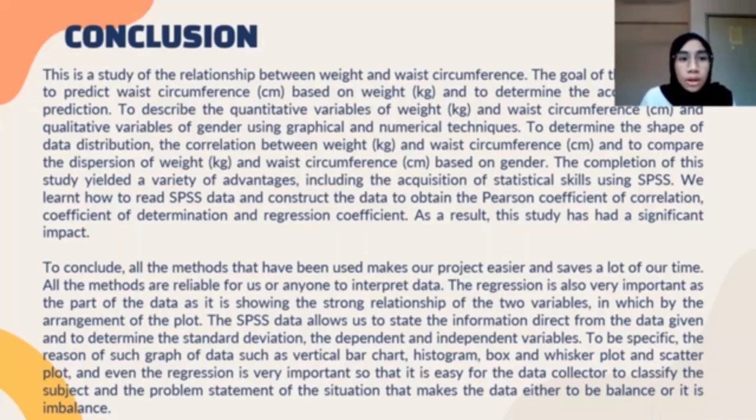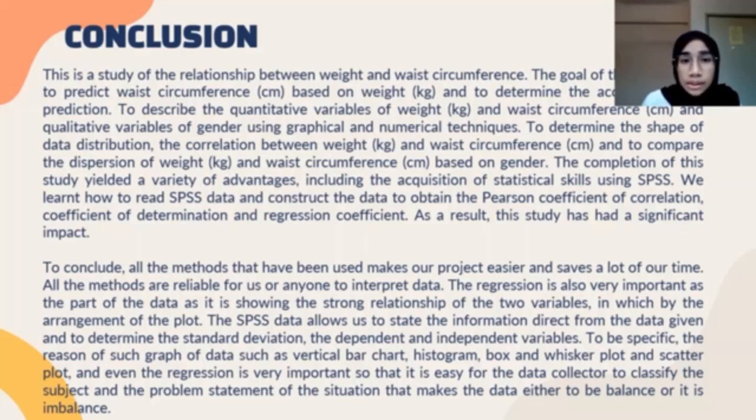To conclude, all the methods that have been used make our project easier and save a lot of our time. All the methods are available for us or anyone to interpret data. The regression is very important as a part of the data, as it's showing the strong relationship between two variables, in which by the arrangement of the plot.